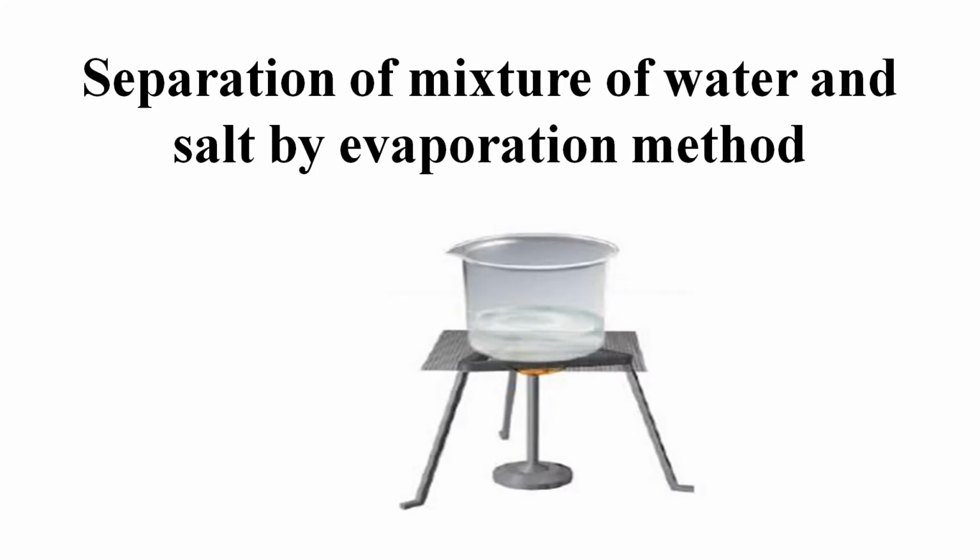Now students, let us see how a mixture of salt and water is separated. Suppose a mixture of water and salt is present in a beaker. To separate the two components from the mixture, we heat the beaker containing the salt and water. Then water boils away and salt remains in the beaker. In this activity, we use the process of evaporation to separate a mixture of water and salt.